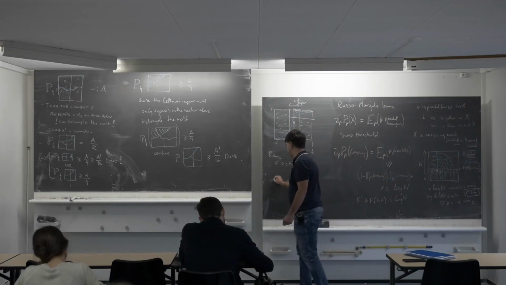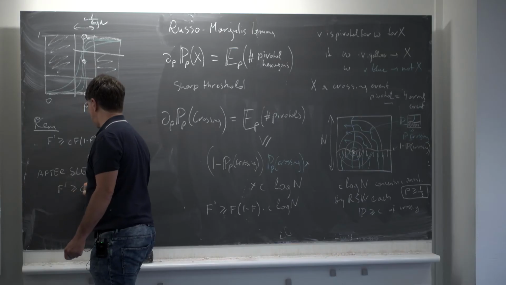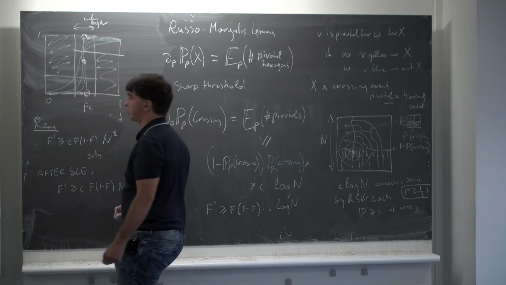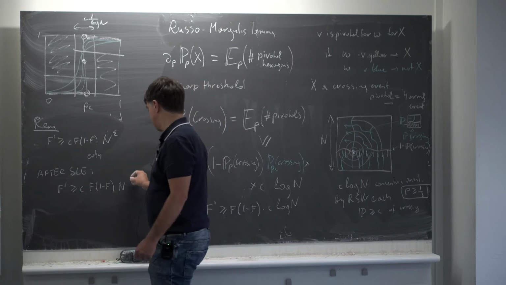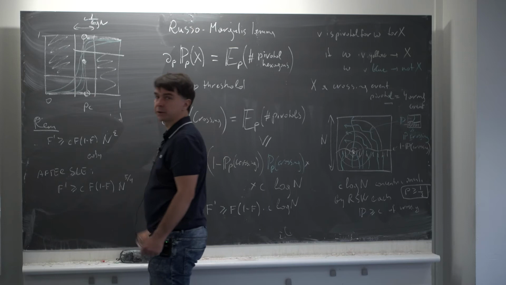And after SLE, one can do that f prime is at least constant f times 1 minus f times n to the power 5 quarters.